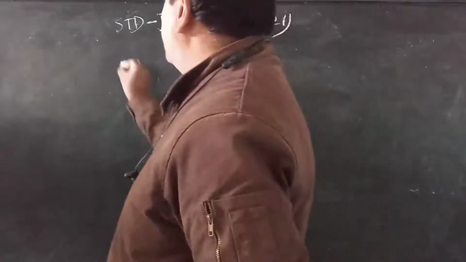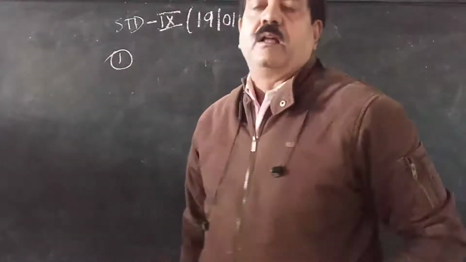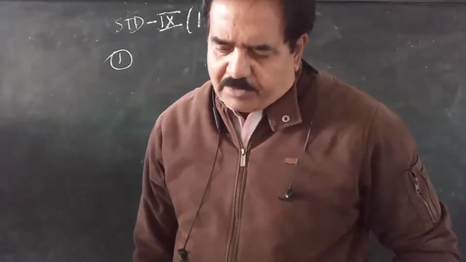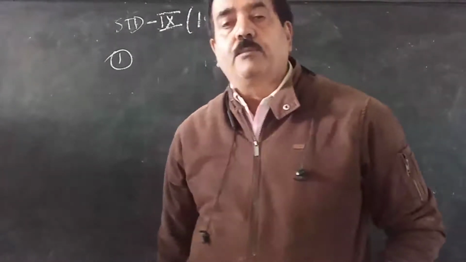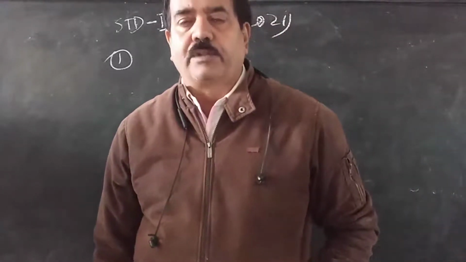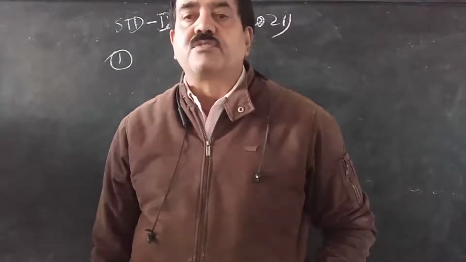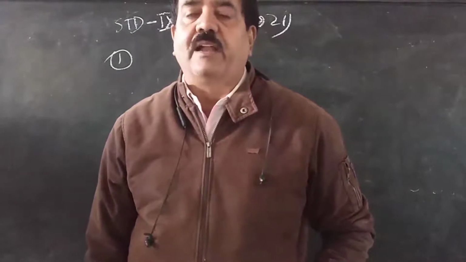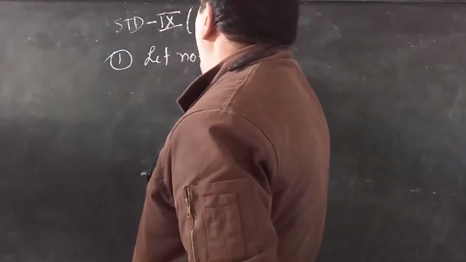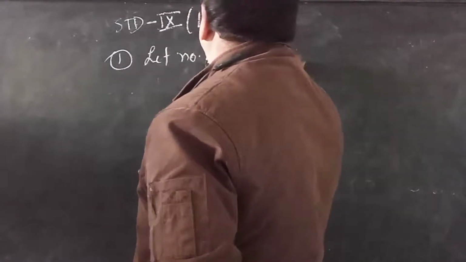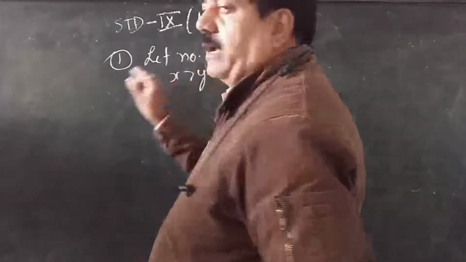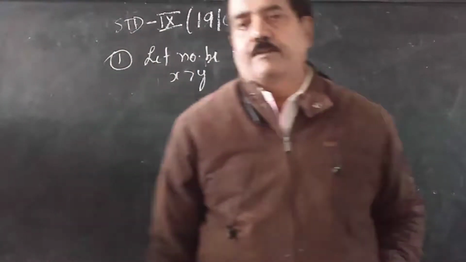So first question. The sum of the two numbers is 50. Two numbers, the sum is given as 50, but the numbers are not given. So here we will suppose the numbers. Let the numbers be x and y, in which x is greater than y. That we also have to suppose, which one is greater, x or y.